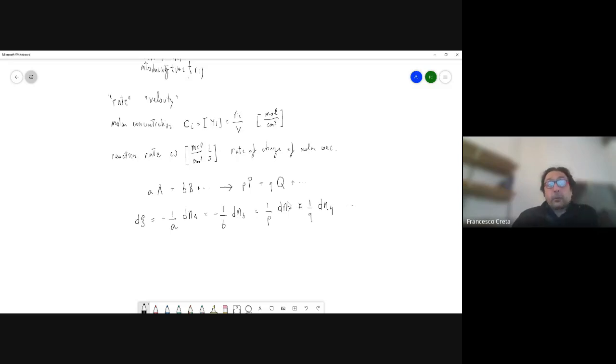So think about it. We have a number of moles here. So for example, if we divide by the quantity volume times dt, we have essentially something that is measured in moles per centimeter cubed, because we're dividing the number of moles by a volume, so we have a molar concentration, and by dt, so we're dividing by a time. So essentially, we can define a finite reaction rate omega as this quantity here, minus 1 over a, dn_A by dt.